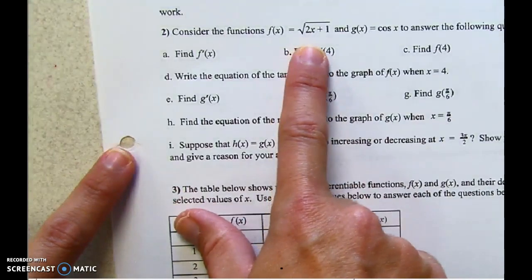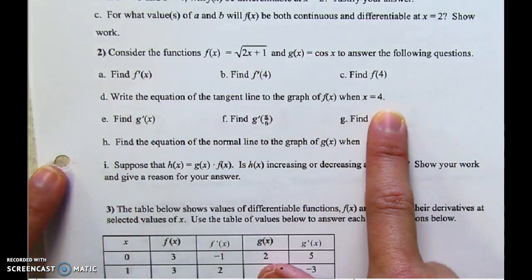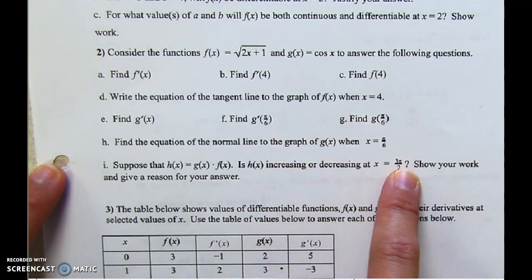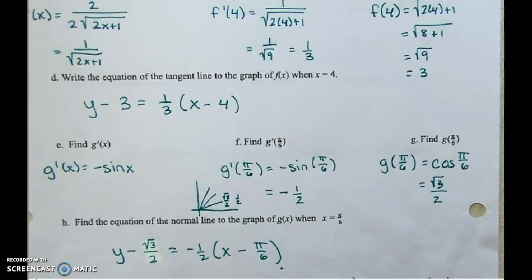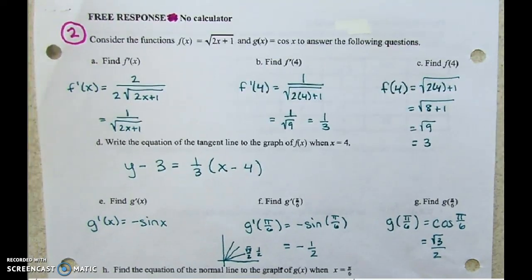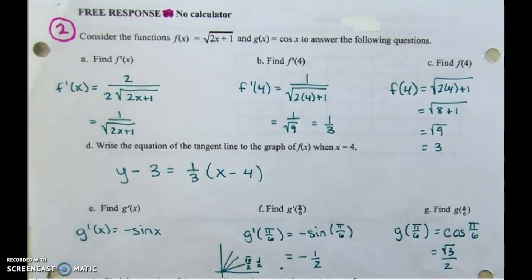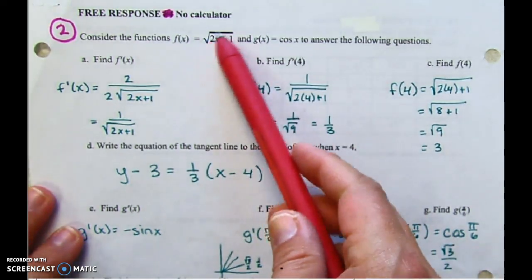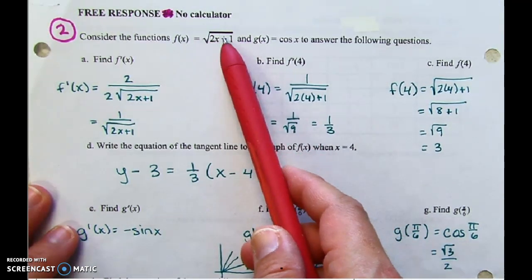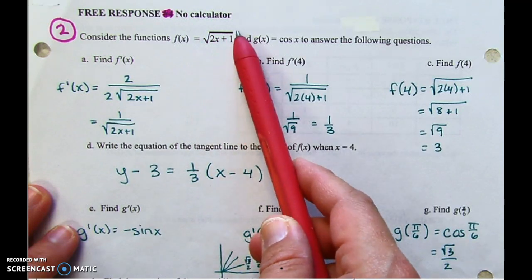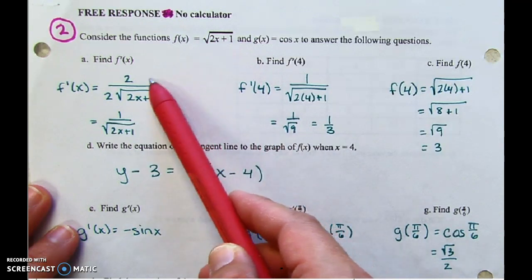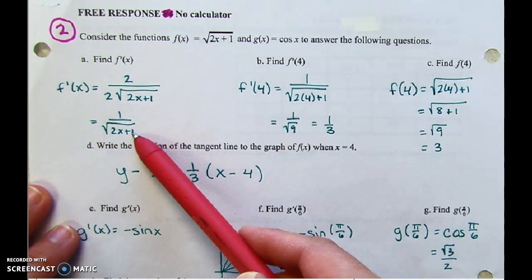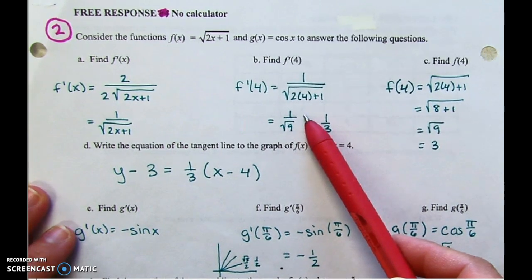Question 2, consider this function and this function, and we're going to answer the following question. So, just a review of derivatives, tangent lines, normal lines. Here we go. Are you ready? So, again, I have it all typed out or written out, and I'm just going to go through it quickly. Derivative of a square root is 1/2, inside stays the same, subtract 1/2, multiply by the derivative of the inside. And since the derivative of the inside was 2, these 2's cancel. So there's our derivative.